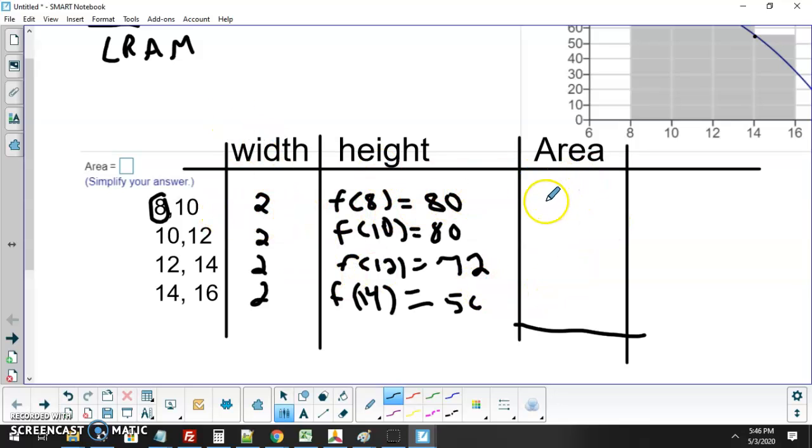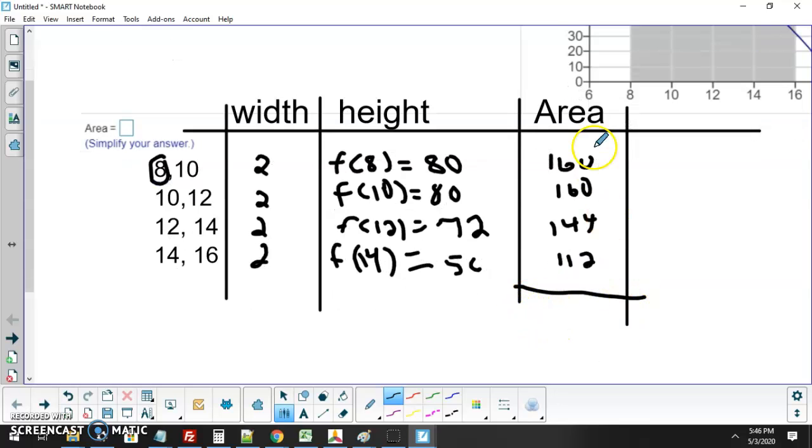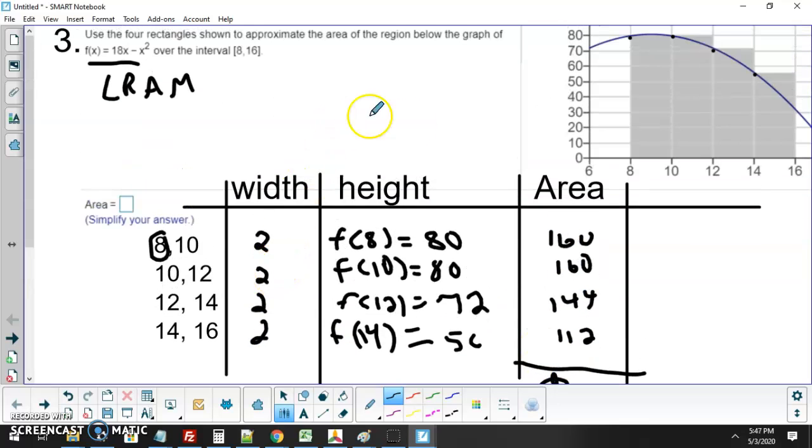All right, and then to get the total area, I take the width times the height, or the base times the height. I call it width, but you could call it base. It might make more sense that way. 160, 160. This is 144. You double 56, you get 112. So the area that you should get for this is just add up all of these, and that's your answer for the left rectangle approximation method.